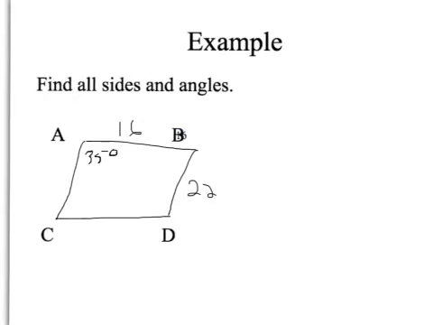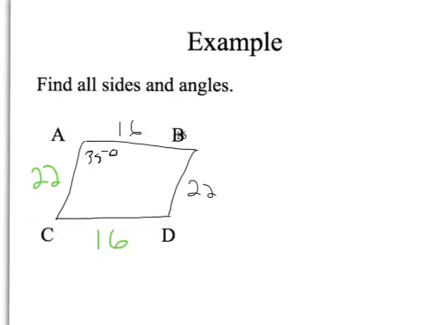Okay, for our first example, there's a thousand ways you could do this using your properties. We're going to fill in all sides and all angles. First, let's do our sides first. All opposite sides are congruent, so therefore if BD is 22, that means AC has to be 22 also. If AB is 16, that means CD has to be 16 also.